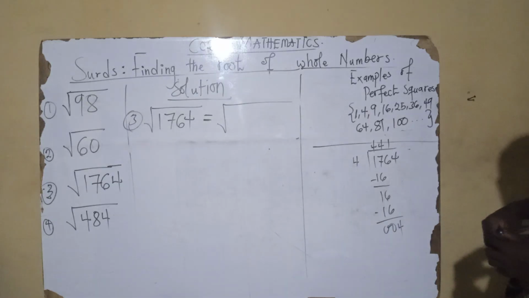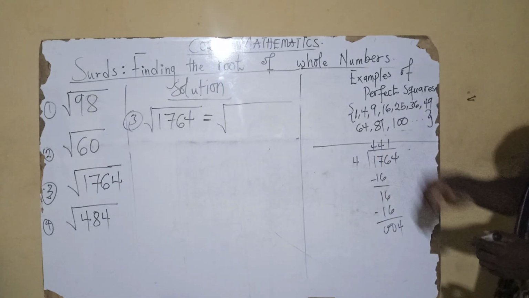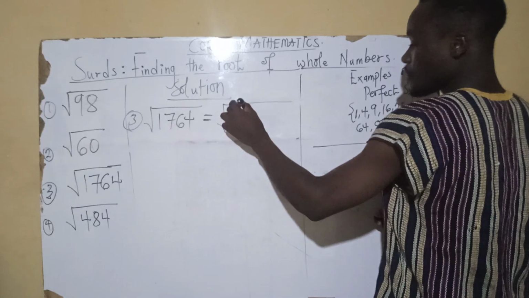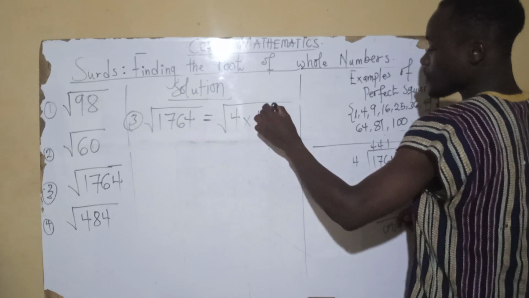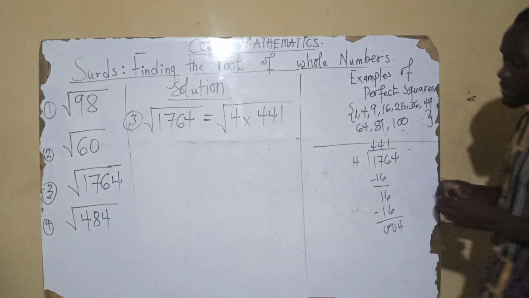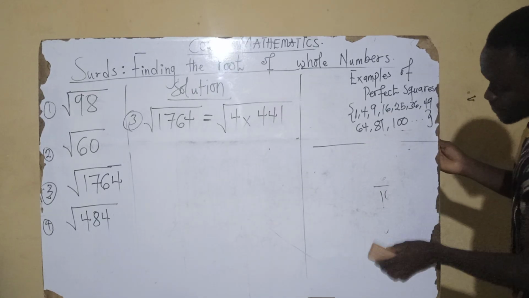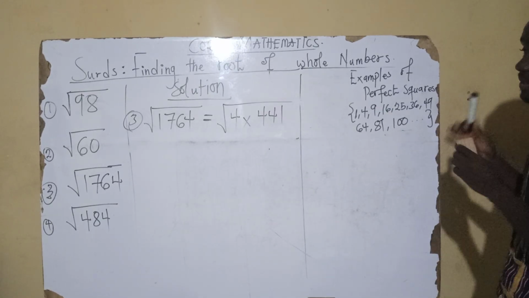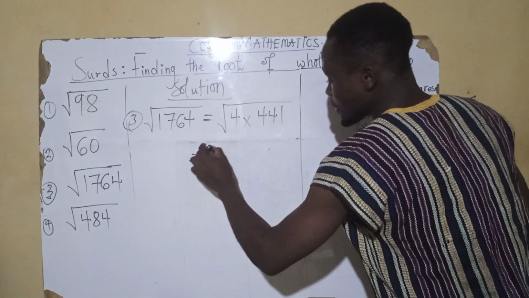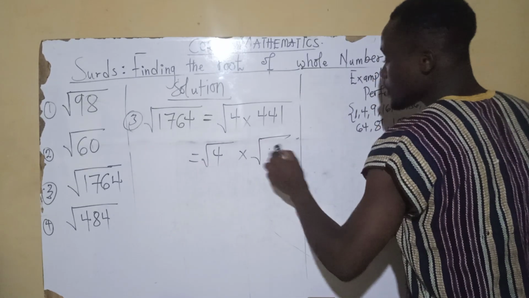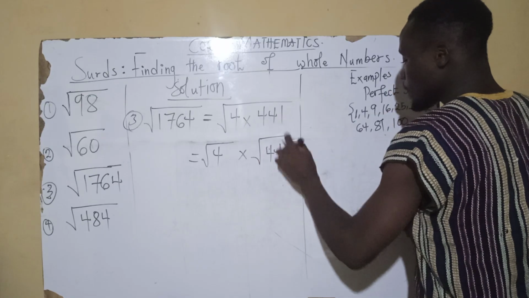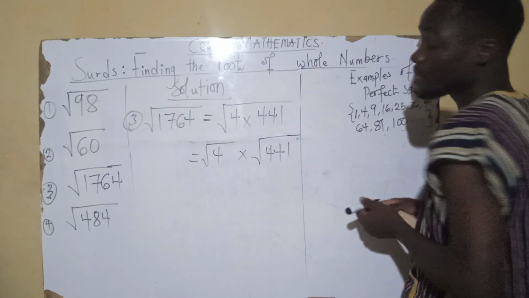So over here, it means that 4 can go into that. So I have 4 multiplying 441. So that's what I'm getting. So let's see what happens next in mathematics. So here, it is the same as root of 4 multiplying root of 441. Are you with me? Very good.